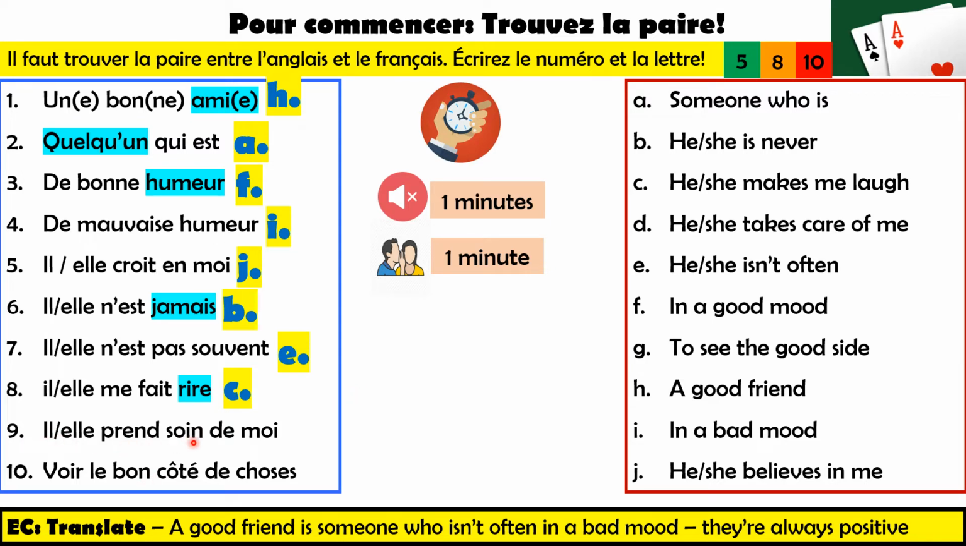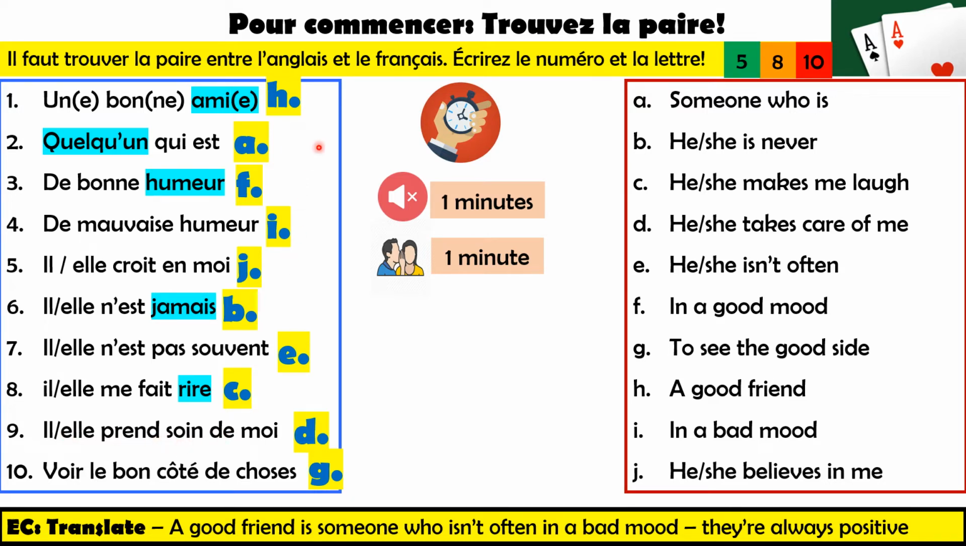Il, elle prend soin de moi. You probably know prendre as in to take, so it's got to match too. D, he or she takes care of me. Et finalement, numéro 10, voir le bon côté des choses veut dire to see the good side of things.